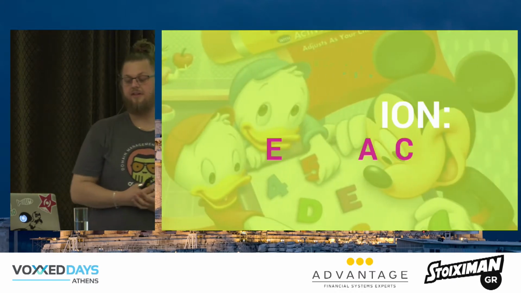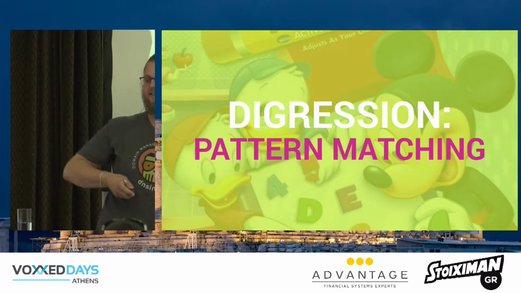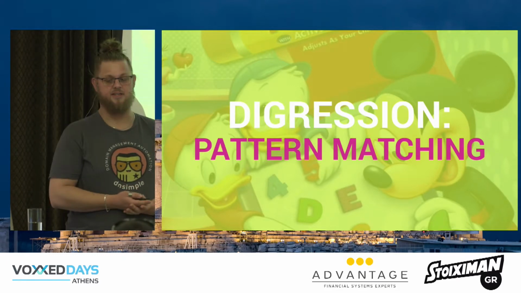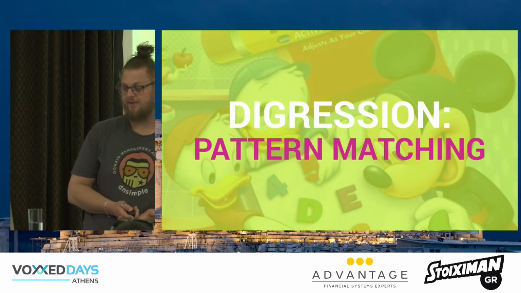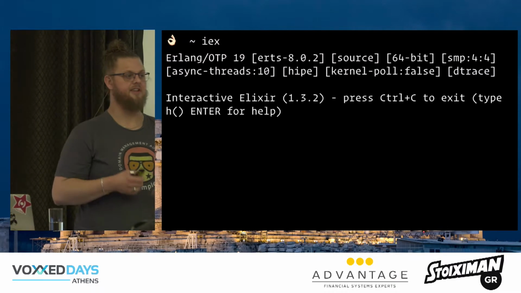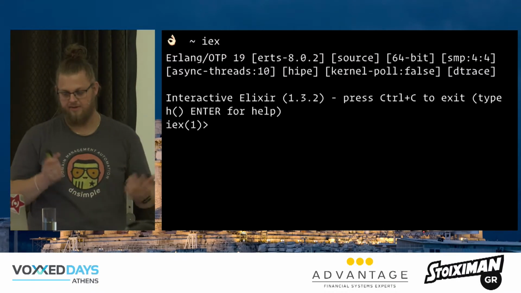Before we can do this, there is a little bit of Elixir knowledge we need. And this is why I want to take this digression really quickly. The first thing we should learn about is pattern matching. So let's fire up a console and start IEX. IEX is the interactive Elixir shell. It's basically a REPL, like Pry in Ruby or Node, or there are tons of these kinds of things.